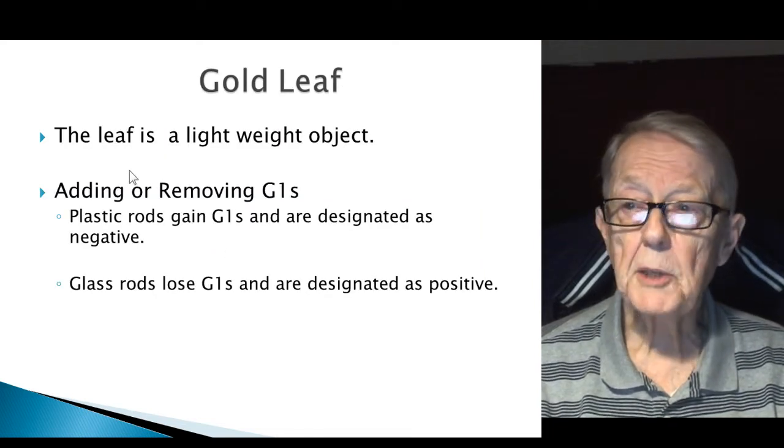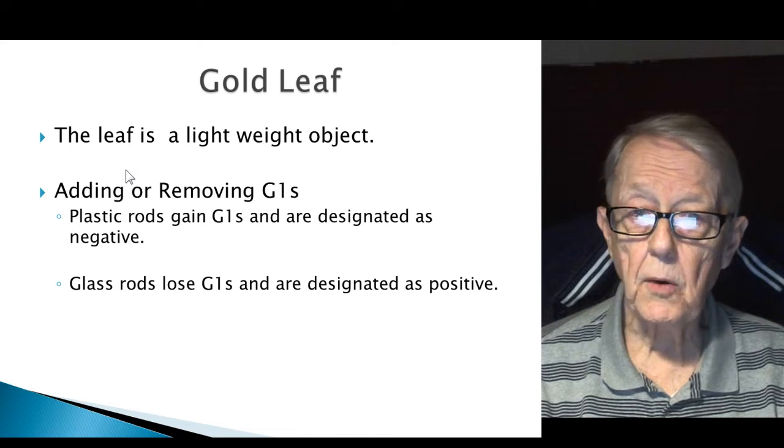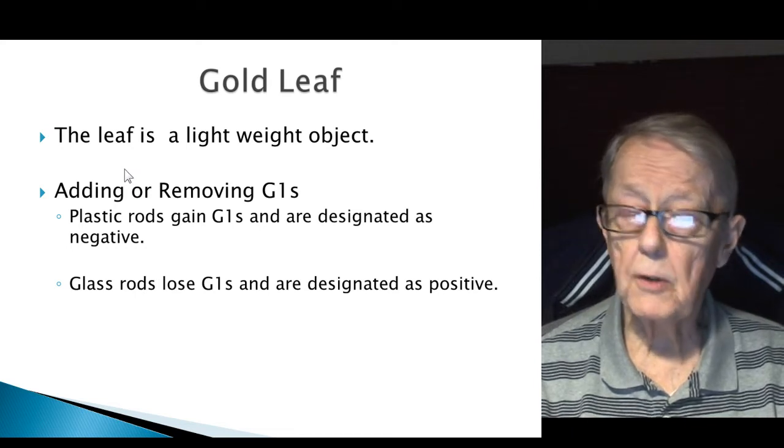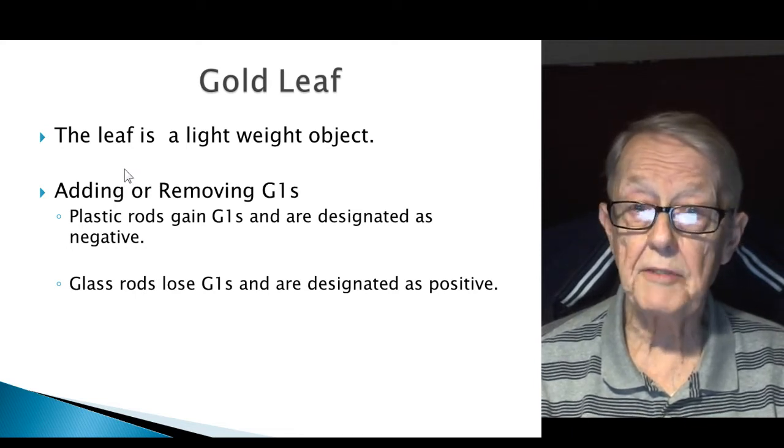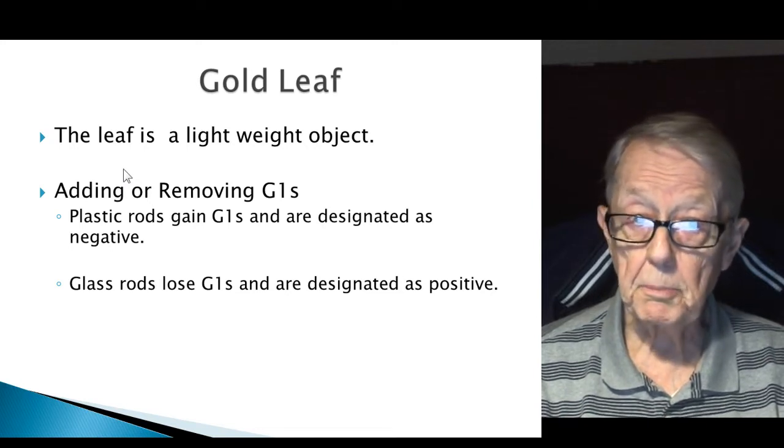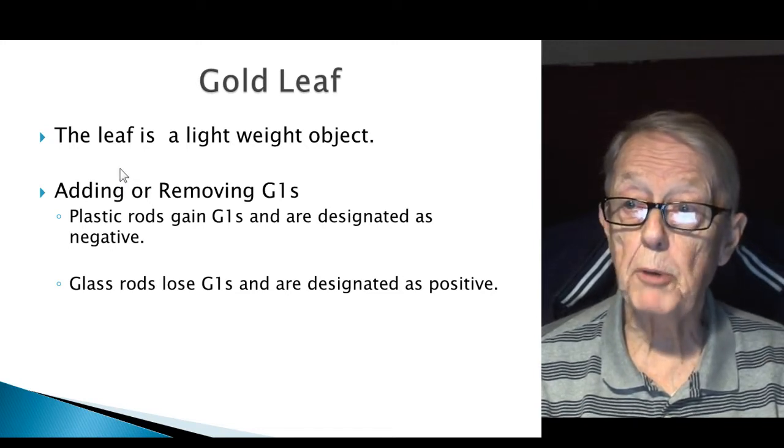The leaf has to be lightweight because you have to overcome gravity, because you've got the vertical force of gravity pushing that gold leaf down. And if it's going to move up, it's going to move up because something pushed it up.